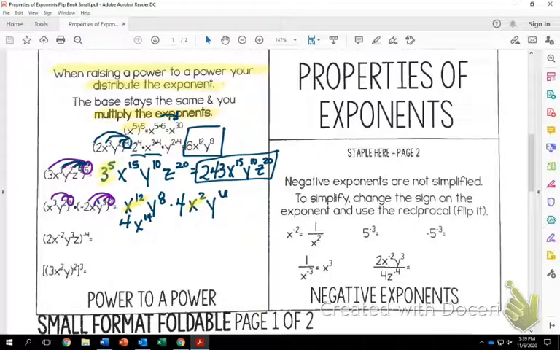And let's change the color really fast. Then we have our y. We add our exponents. 8 plus 6 is going to give me a 14 as well. So this is going to be y to the power of 14. And so this is my answer.